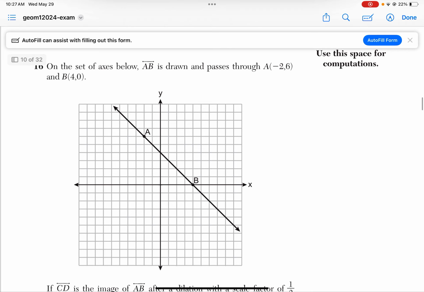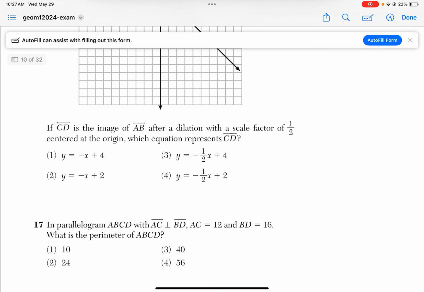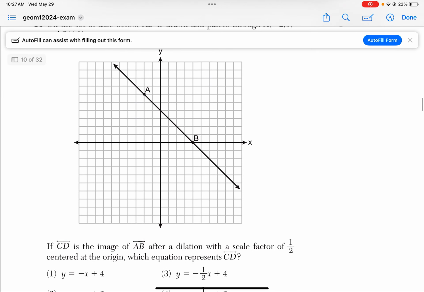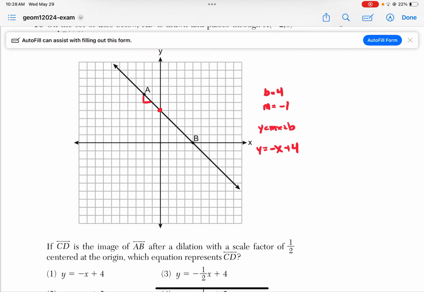Number 4, I've drawn this line and I have these coordinates. It wants us to dilate this line to make a new line. So let's think about the equation of the old line first. Its y-intercept is positive 4. The slope is rise over run, negative 1 over 1. So the slope is negative 1. So if it was y equals mx plus b, then we have negative 1x or negative x plus 4. So that's what I'm starting with. I dilate it with a scale factor of 1/2.